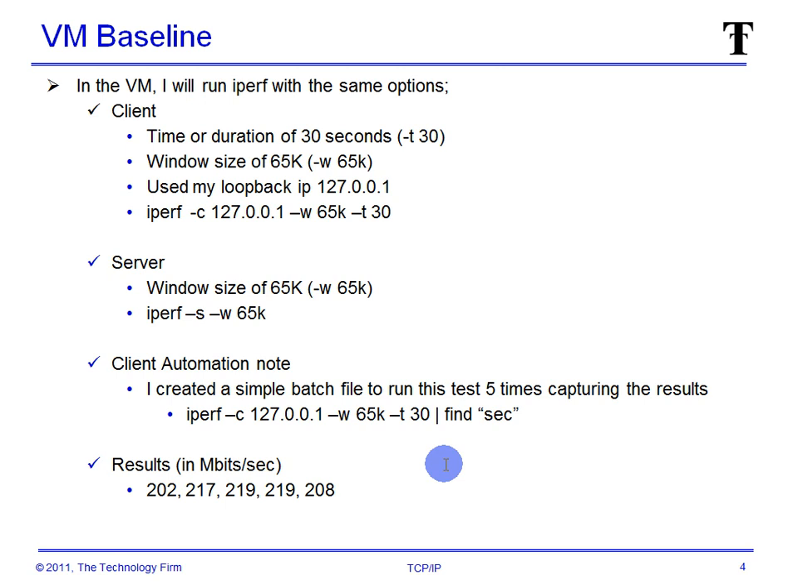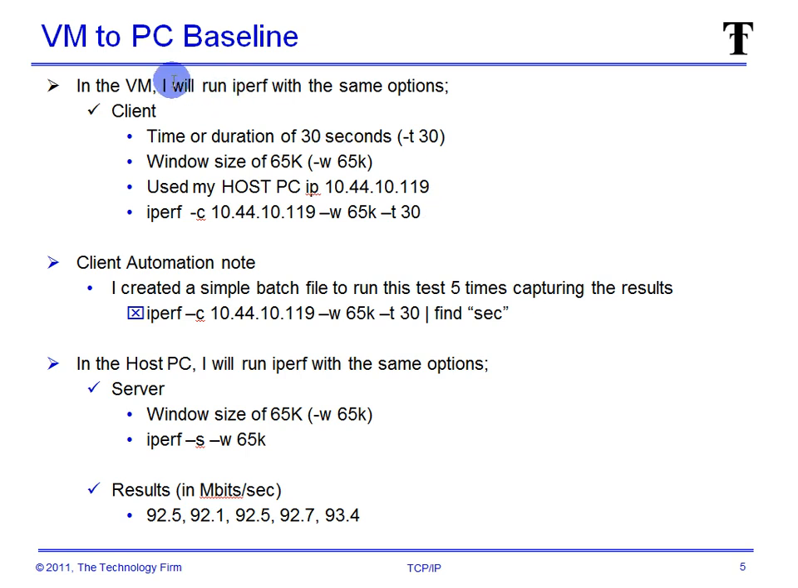We've done a test within the host machine and within the virtual machine, and now we're going to go from virtual machine to the actual host PC, and that's what this one is. So in my virtual machine I'm going to run the client command as we did before, but this time I'm not using my internal loopback address. I'm going to use the actual IP address of the not virtual machine but of the host PC, and that's what this is right here. Again, I can easily take this and use my little batch file, no problem there. And then on the host PC, I'm just simply going to run this in server mode. And here's our results, ranging from 92.1 megabits per second, and the best was 93.4 megabits per second.